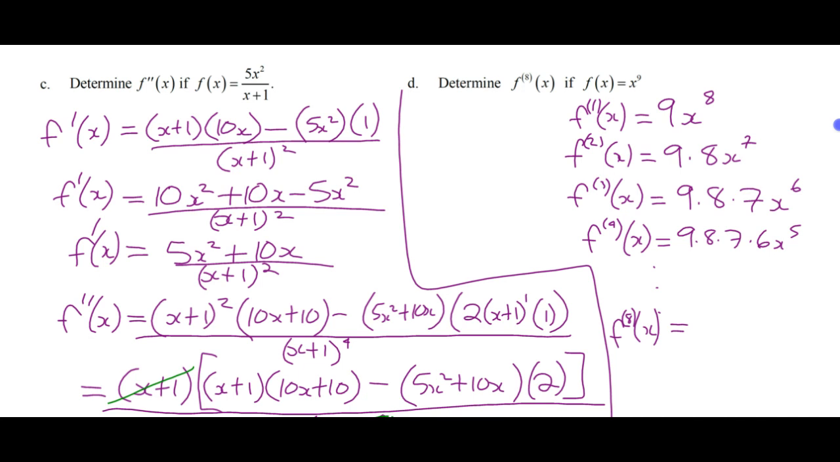All right, so what do we got? Well, what's the power of x going to be? 1. It's going to be x to the 1. So what are the numbers up front going to be? 9 factorial. Yeah, 9 times 8 times 7, 6 factorial, 9 factorial. So 9 factorial x to the 1.